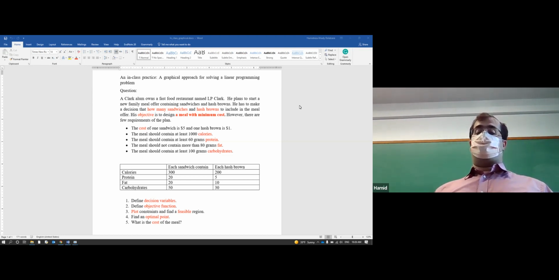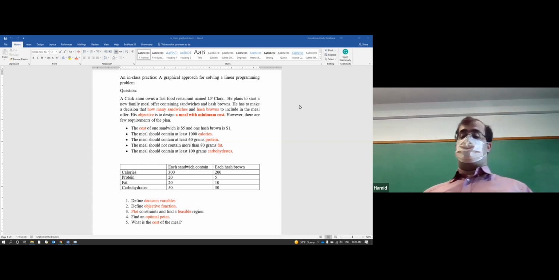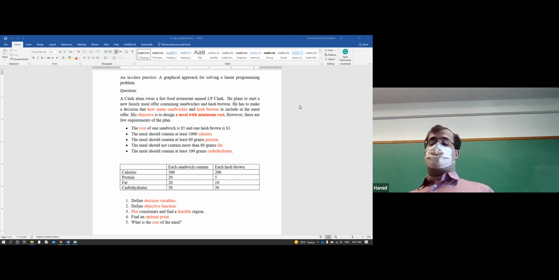A Clark alumn owns a fast food restaurant named LP Clark. He plans to start a new family meal offer containing sandwiches and hash browns. He has to make a decision about how many sandwiches and hash browns to include in the meal offer. His objective is to design a meal with the minimum cost. However, there are a few requirements of the plan.